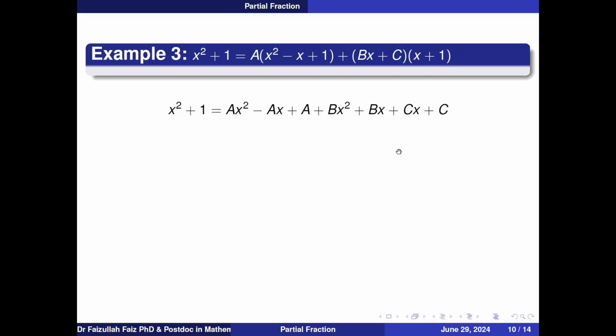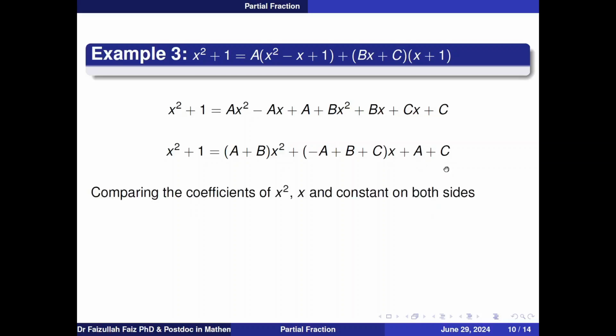Now taking common terms, we can see x square is common in these two terms, so we write a plus b into x square. Then x is common in 3 terms, so we take x as common and then write the constants. Now compare the coefficients of x square, x and constant on both sides. We can see the coefficient of x square on the right hand side is a plus b, but on the left hand side that is 1.